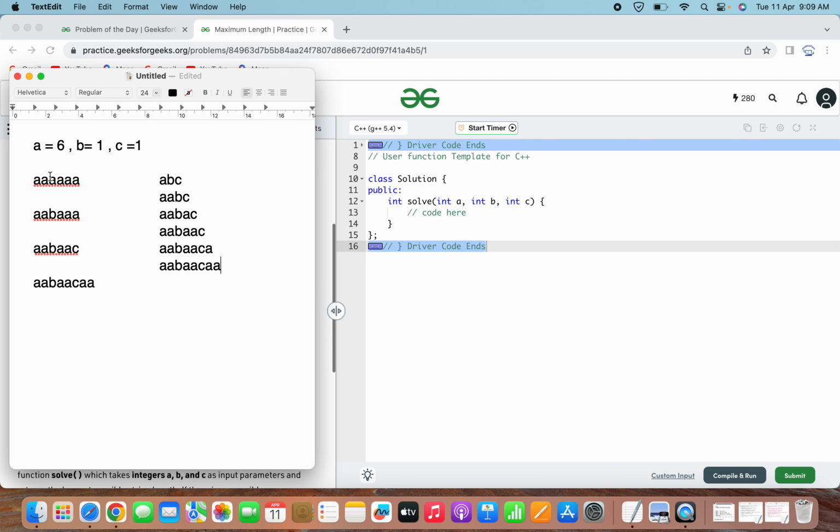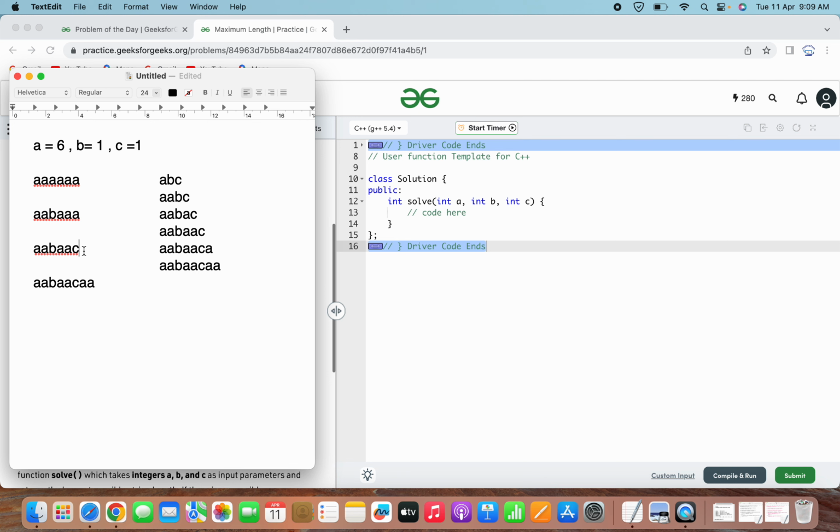Then after two occurrences of the same character, try to place one of the other characters. So here after 2 A's, I have inserted B. So the string will become AAB, AAA. Then in this one we are still left with one more character, that is C. So again after two occurrences of A, I have placed another character.